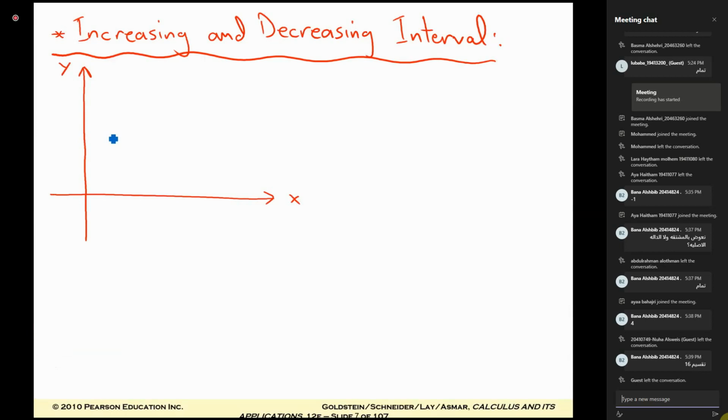If we have this curve from here, increasing and decreasing to here, this point A and this point B, we need to find the interval of increasing and decreasing from A to B, and we have C here.